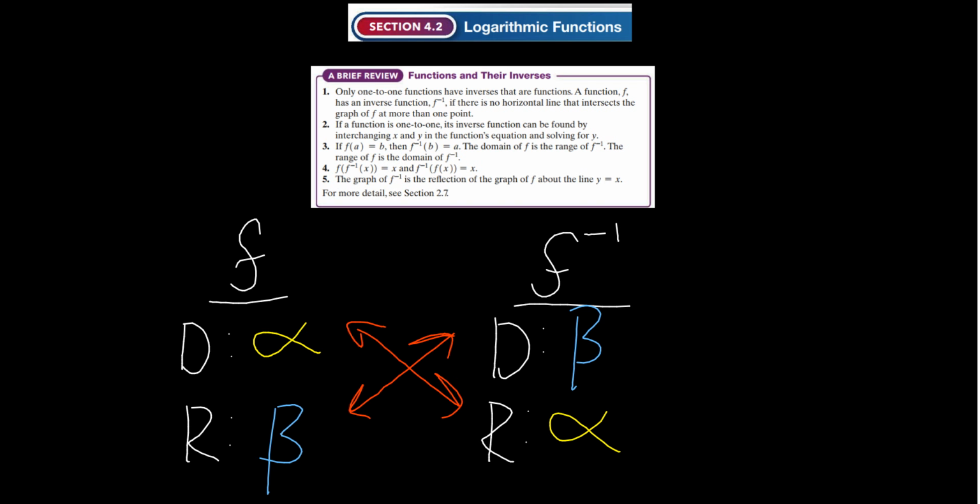Moving on to number 4, if we take the composite of f and its inverse, we should get x. And then 5, the graph of f inverse is the reflection of the graph of f about the line y equals x. Remember that if we had some graph here, then the reflection is about this line right here, and that is the line y equals x. And again, if you need a little refresher, you can go back to section 2.7 and check it out.